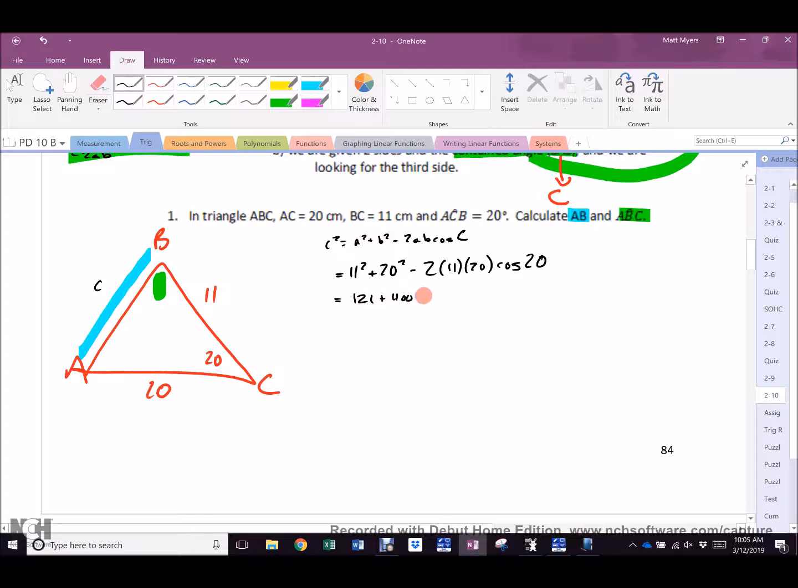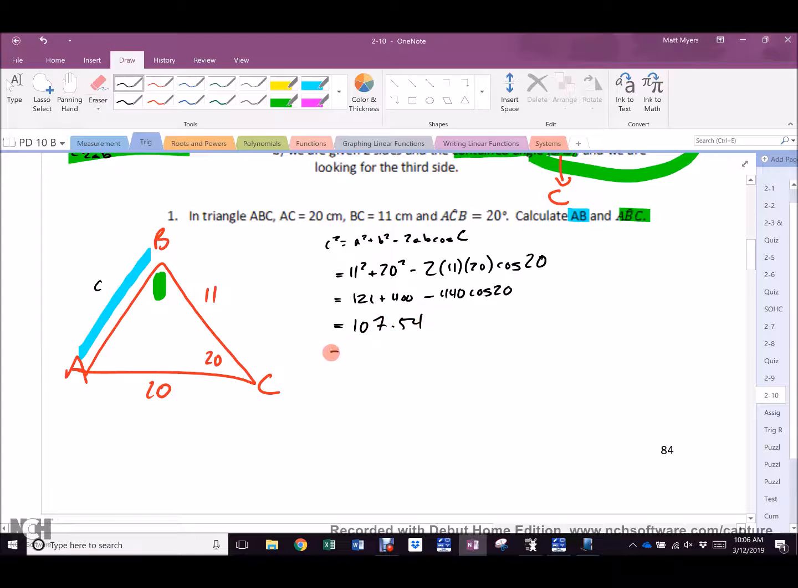121 plus 400, minus 440 cos 20, which is 66.19. What? I can't do it. I missed something. Sorry, too many buttons. I pushed a divided by in there. There we go, 107. Sorry, everyone.